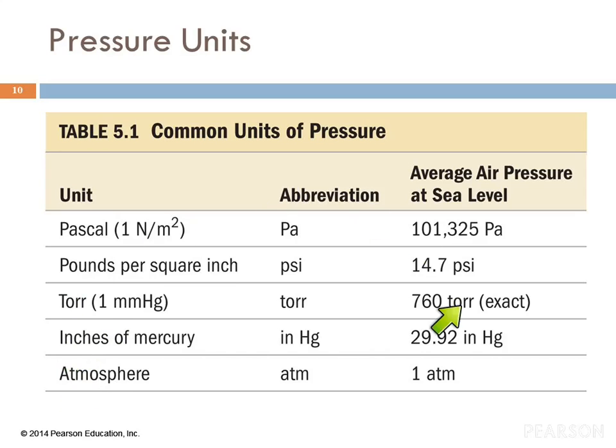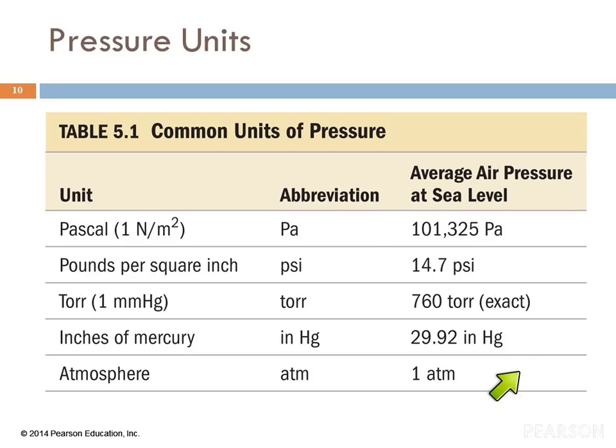The way these pressure unit tables are set up, 1 atmosphere is equal to 29.92 inches of mercury, which is equal to 760 torr, or 760 millimeters of mercury. That one is exact. 760 is exact. So it does not have 2 significant figures. It's exact. 14.7 psi, or 101,325 pascals.